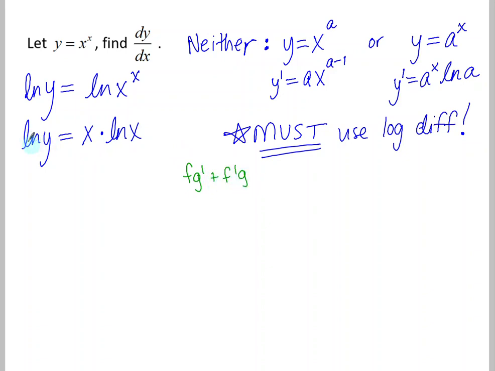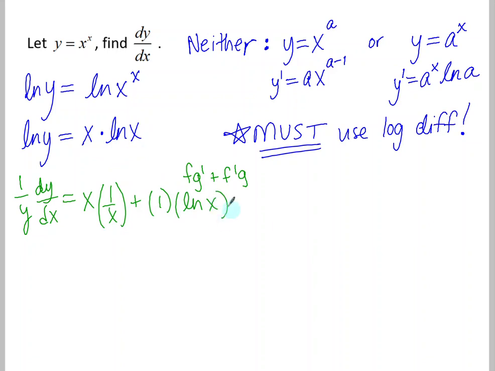Let's start on the left side, taking the derivative of natural log of y implicitly. 1 over y times dy/dx equals, using our product rule, we have f, the derivative of g, 1 over x, plus f prime times g, natural log of x. Now I can simplify. 1 over y dy/dx equals x times 1 over x is 1, plus 1 times natural log of x.